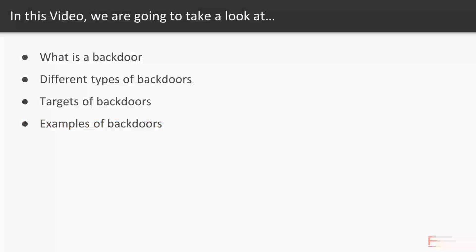In this particular video, we will have a look at what backdoors are, the various types of backdoors that are available, and what they target in various systems. And then we'll have a look at some examples just to put everything into context and glue the pieces together.